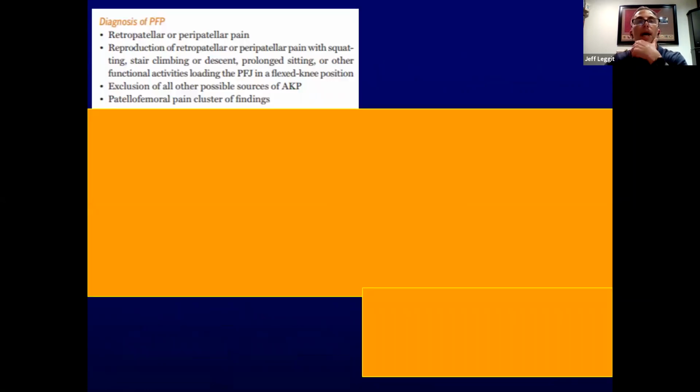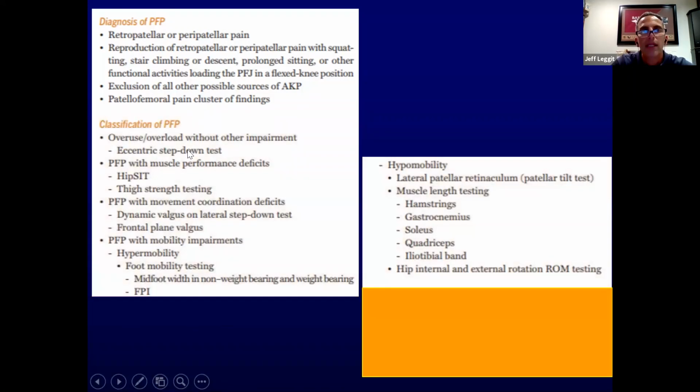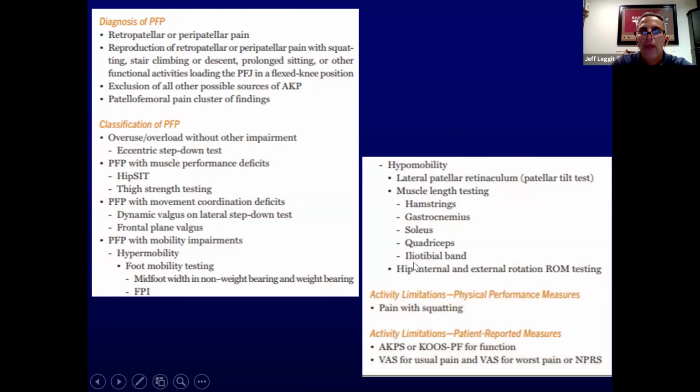And so let's recap what we talked about. How do we diagnose patellofemoral pain? Retropatellar pain or parapatellar pain. Again, reproduction, when they load that knee joint, you're ruling out everything else, and this is that pain cluster. And so don't forget these 4 categories: a clear overuse, clear muscle deficiency, movement deficit, or hypermobility or hypomobility. That's your categories. And then you need to get the physical performance measures, so pain with squatting, then you need to have a scale to see what to do with them.